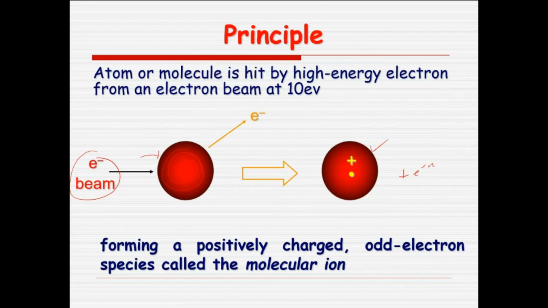Okay, this is an odd electron species because one electron has gone out. We know that every molecule will have an even number of electrons, because all the bonds are made up of two electrons, and a lone pair also contains two electrons. Therefore, a molecule in general will have an even number of electrons. So when this molecular ion is formed, it becomes an odd electron species. So the electron is giving its energy, the molecule becomes activated, and it releases one electron to give you the molecular ion.